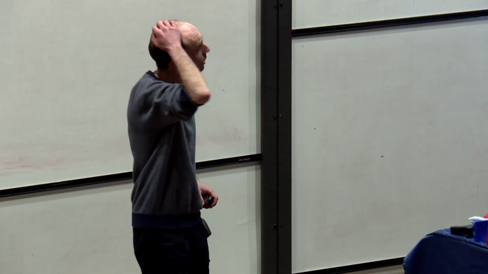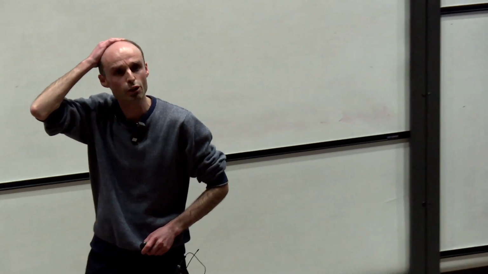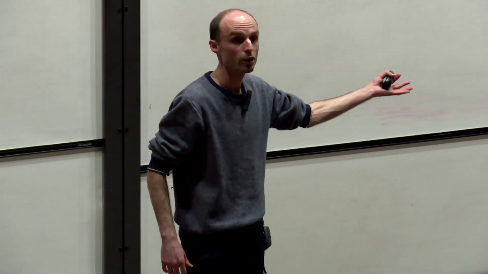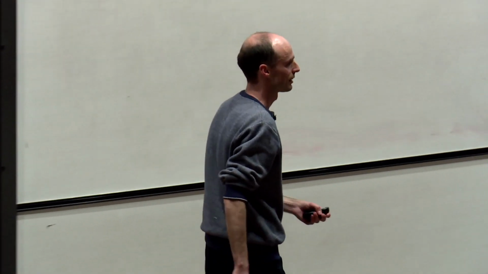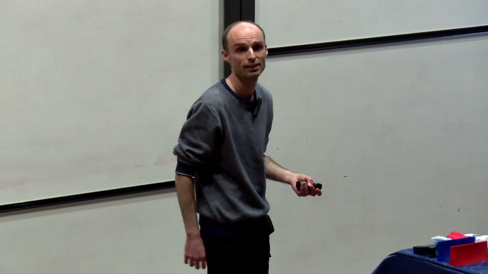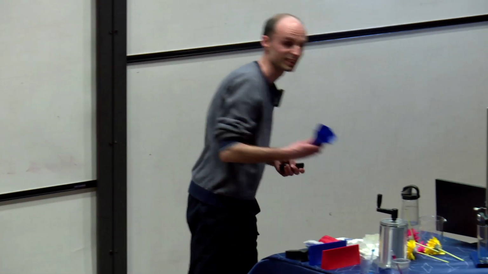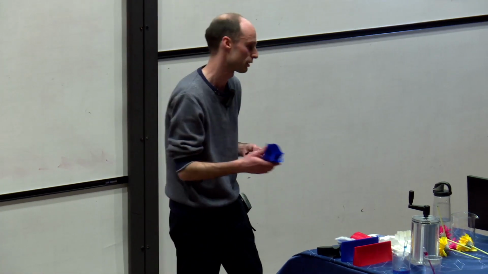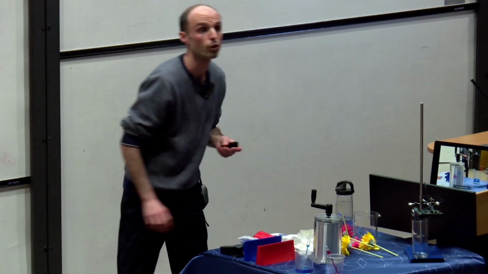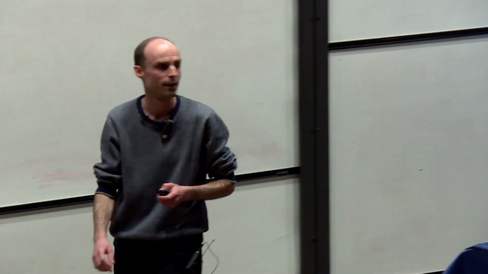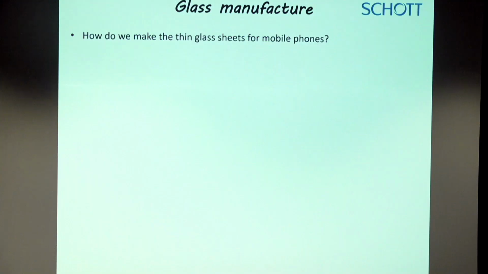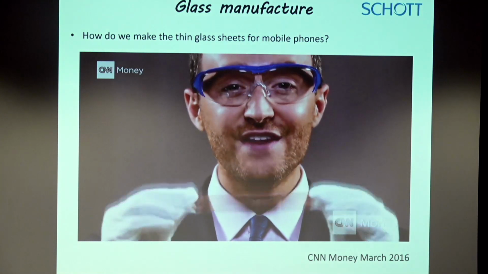Okay, so let's stick with the idea of glass manufacture for the moment. But what you can see and what I've shown you is that this all translates to making the Nesquik cereal. These kinds of ideas, these multi-structured optical fibres, are exactly what you need to make the Nesquik cereal, albeit in a more complicated fashion. Now we're going to move on and we're going to ask the question, how do you make glass sheets for mobile phones?